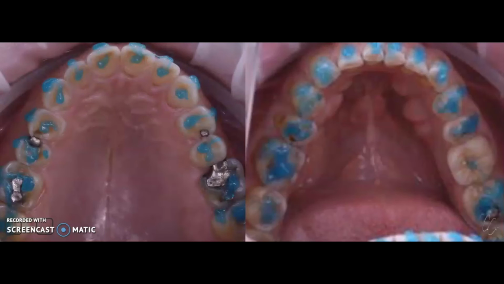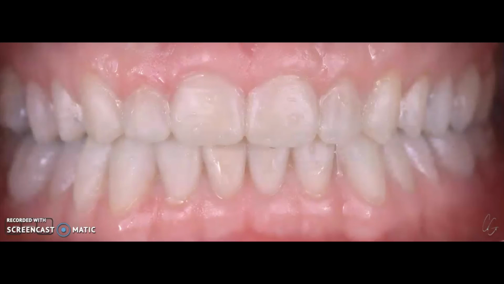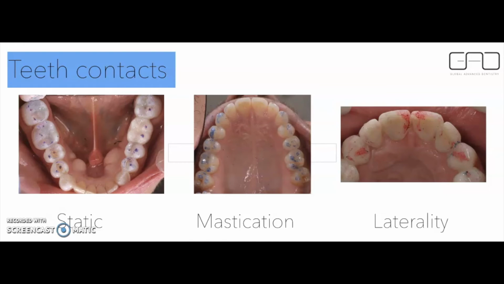in clinic. So I place some etching because I want my patient to keep the mock-up for 2 months. And this is a mock-up, and this is equilibration. Equilibration, remember, this is 3 things. This is equilibration in static, in mastication, and laterality propulsion.